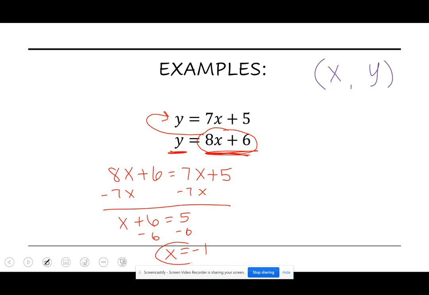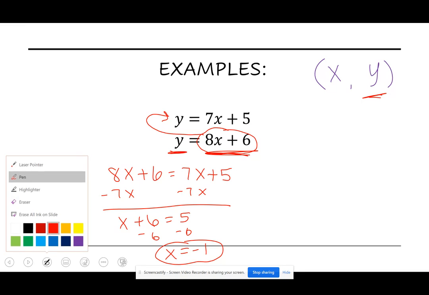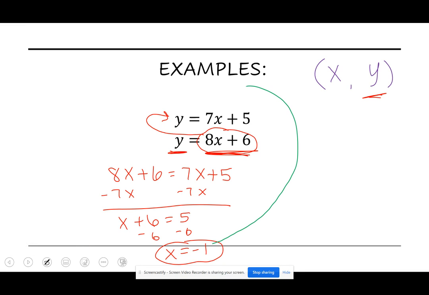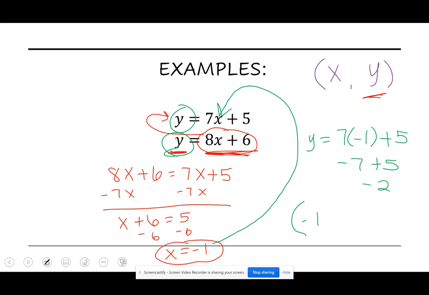So now I can take that x equals negative 1. You might think you're done, but you still need your y value. So now I can take this negative 1 and plug it into x for one of my equations that are solved for y. You would get the same answer no matter which one you use. So we're going to do 7 times negative 1 plus 5. We get negative 7 plus 5, so y equals negative 2. So the solution that makes this true is negative 1, negative 2.